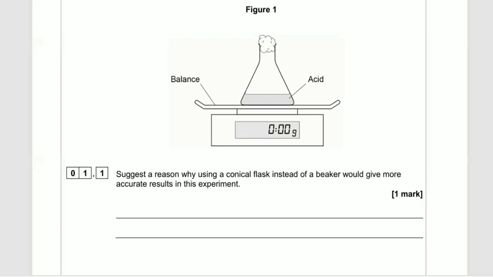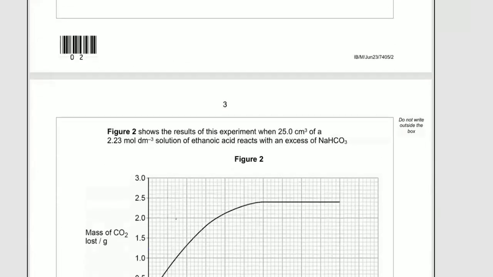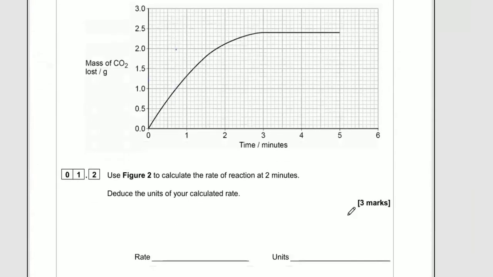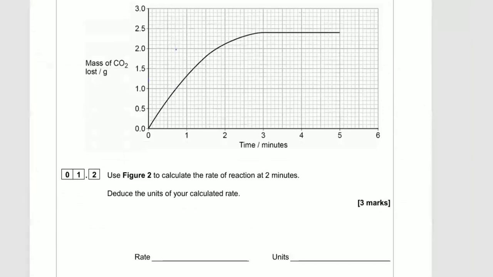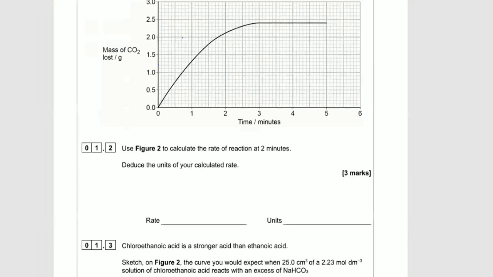Now let's move on to question 1.2. So let's look here. Okay, we need to use figure 2 to calculate the rate of reaction at 2 minutes. Deduce the units of your calculated rate, and this is worth 3 marks. Okay, let's get into this. I'm going to zoom in a little.